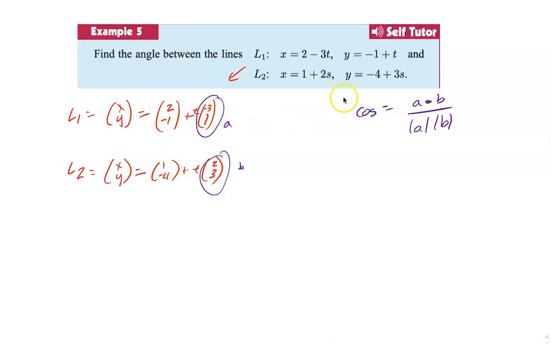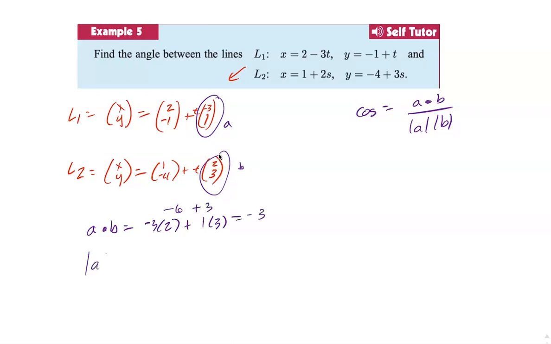So let's do this. Now, if I want to just find the angle between lines, I'm just going to leave it like this. So my A, let's do A dot B first. Remember, all we do is multiply the corresponding parts. So negative 3 times 2 plus 1 times 3. I get negative 6 plus 3, which is negative 3.